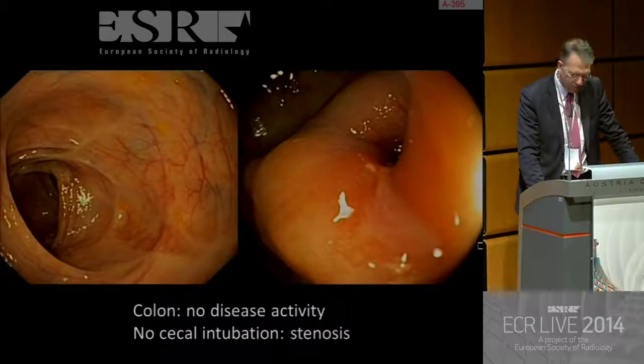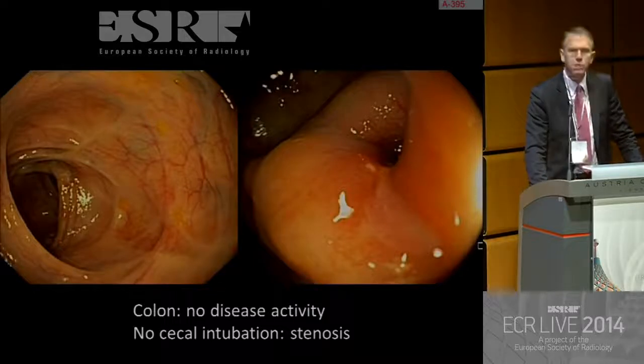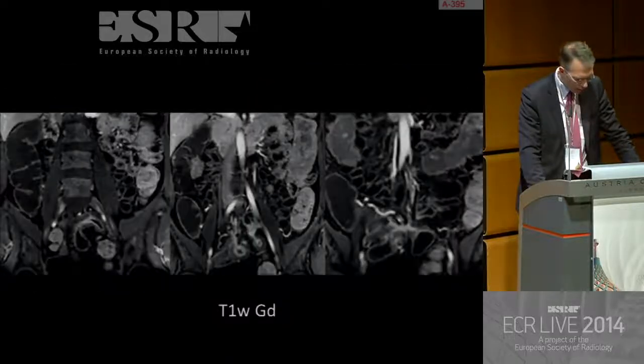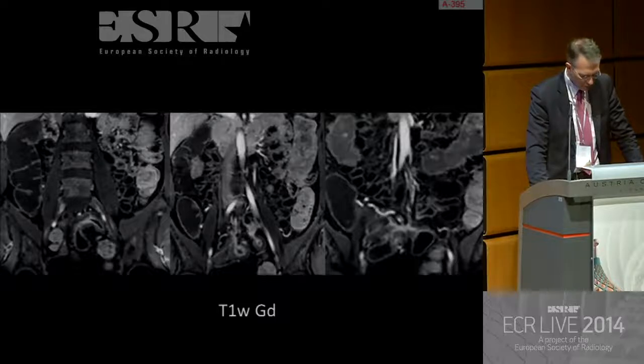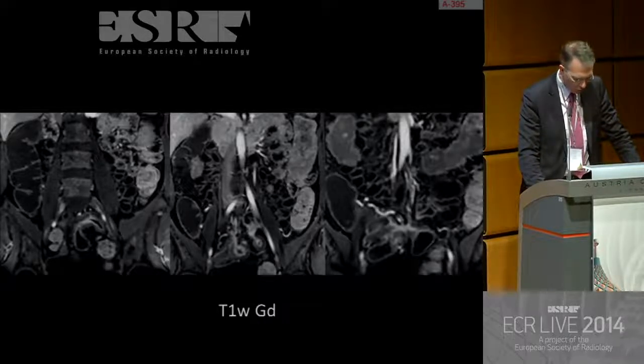Colonoscopy was performed, no disease activity in the colon, and there was no cecal intubation because of stenosis. An MR enterography was performed. These are the coronal T1-weighted images after contrast medium. We see here a small bowel loop that has a thickened wall that has especially mucosal enhancement. You can see it extends in the wall, so there's presumably an ulceration present over here.